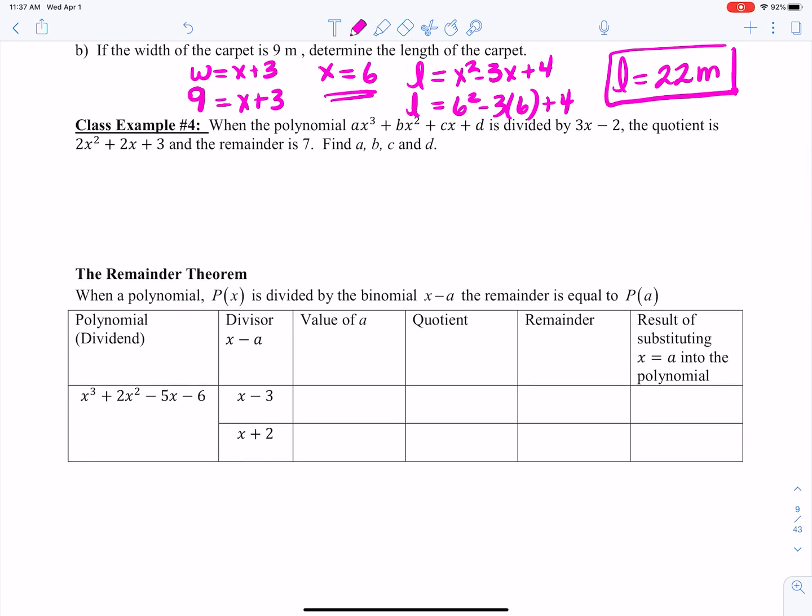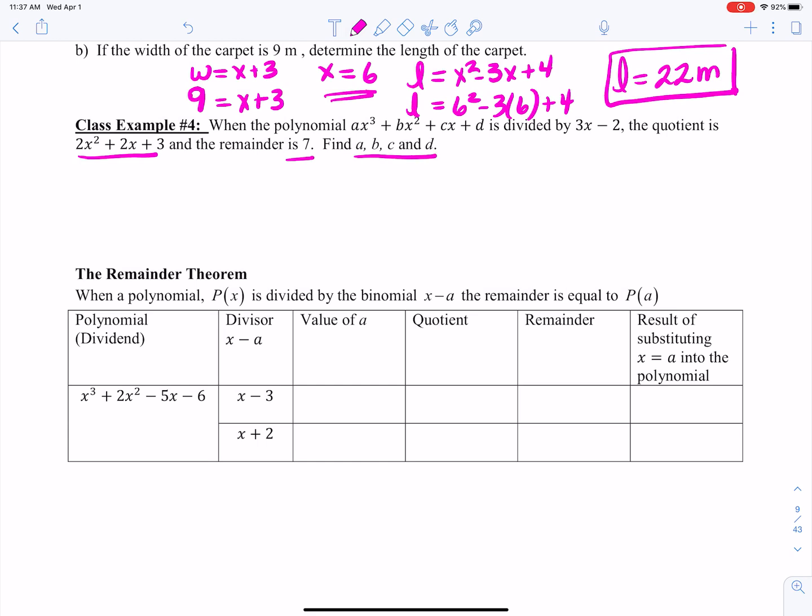All right, let's take a look at example number 4. When the polynomial is divided by 3x minus 2, the quotient is 2x squared plus 2x plus 3, and the remainder is 7. Find A, B, C, and D.